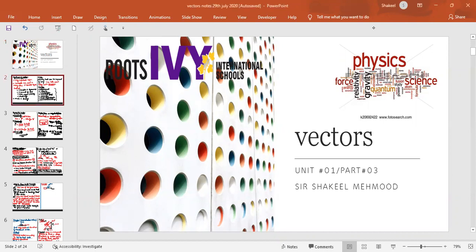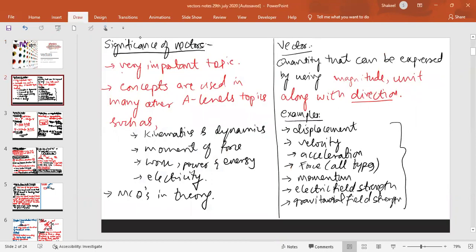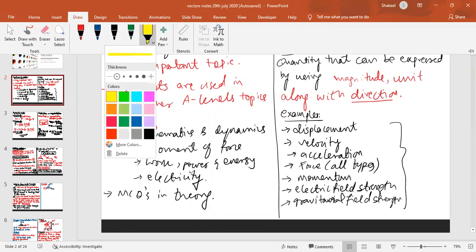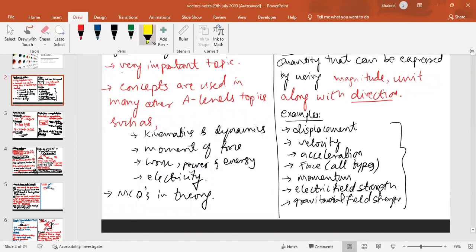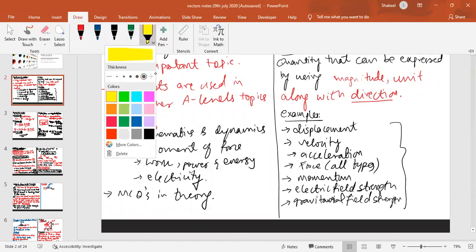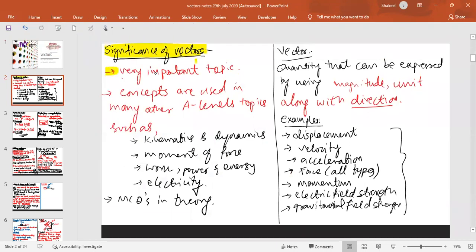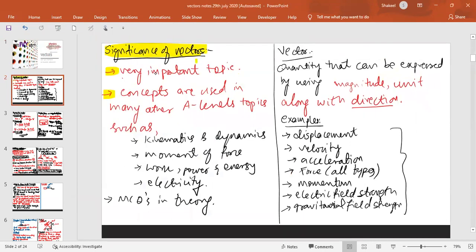Okay, now let's start with the vectors. First of all, I have to tell you about the significance of vectors, how significant these vectors are in your A levels. It's a very important topic. Why is it important? Because its concepts are used in many A-level topics, such as kinematics and dynamics, moment of force, work, power, energy, and electricity. And it is in both MCQs and theory. That's why this topic is very important. Even in A2, this topic is going to be used.